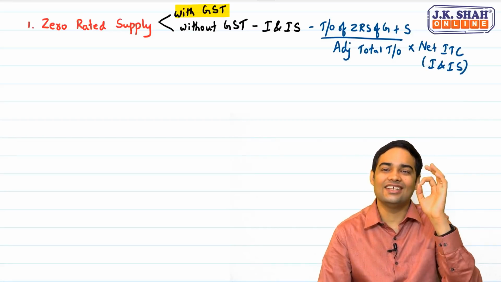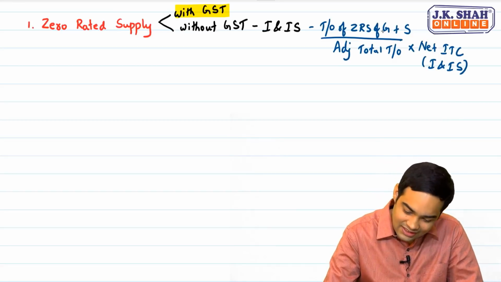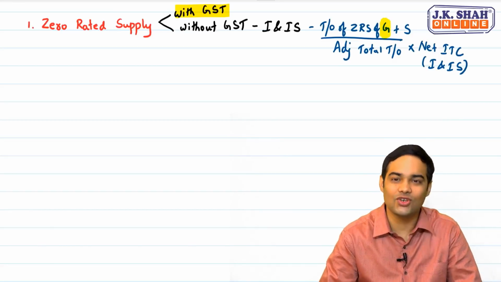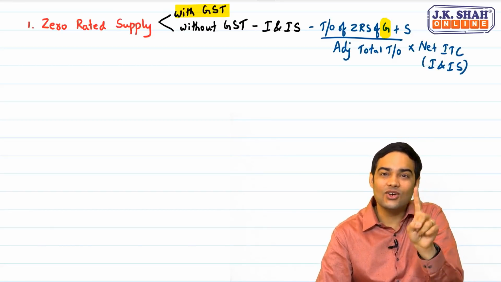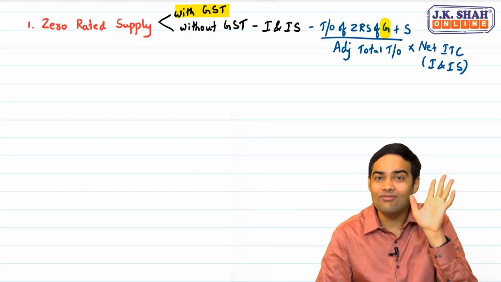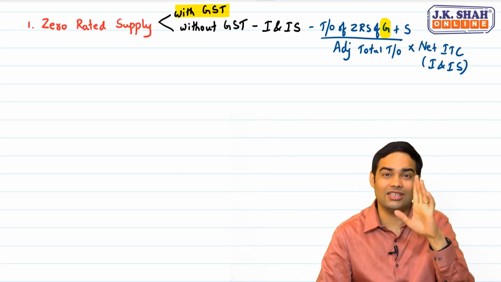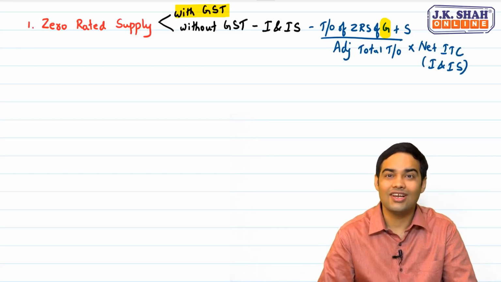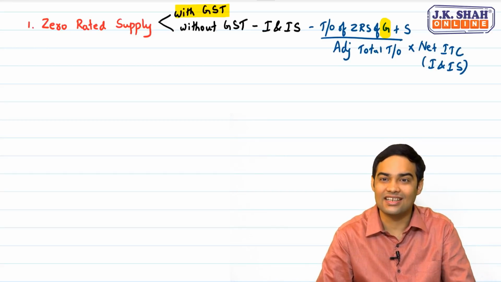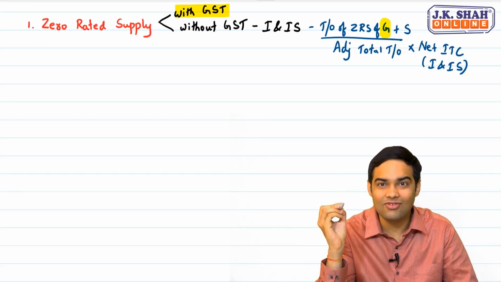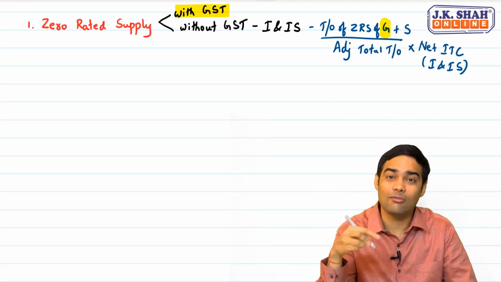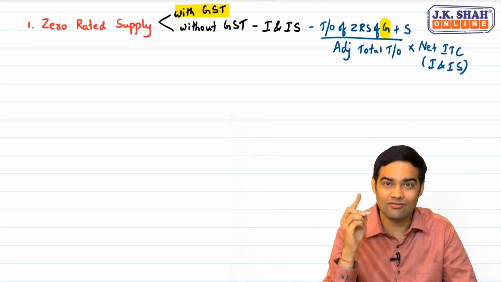Okay. Now let's try to understand each word. Turnover of zero rated supply of goods. This is goods supplied without payment of GST. It's not with payment, because with payment will not be considered as the numerator. When I say zero rated supply of goods, here obviously we are talking about goods supplied without payment of GST.